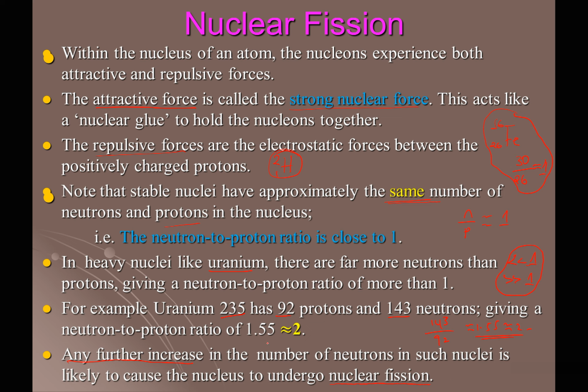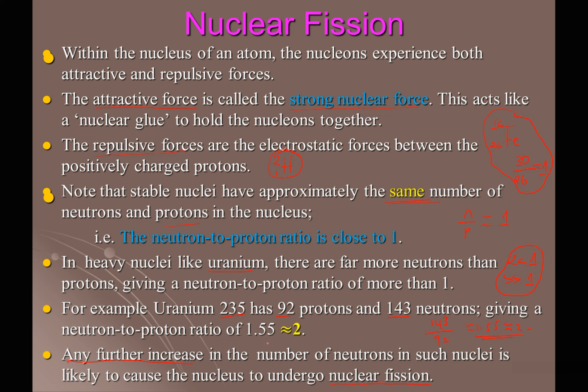It's already unstable because it has an extra number of neutrons. So if we increase the number of neutrons further, such a nucleus will not last. It will be extremely unstable, and this will lead to its disintegration. And that's what I'm calling nuclear fission.